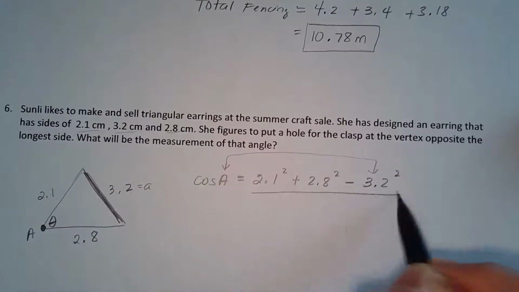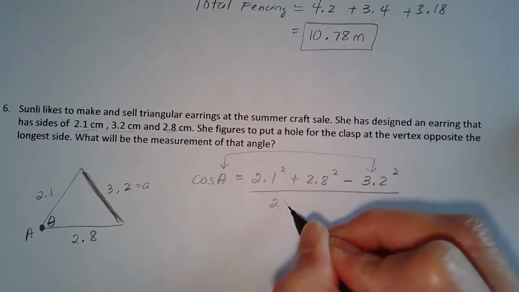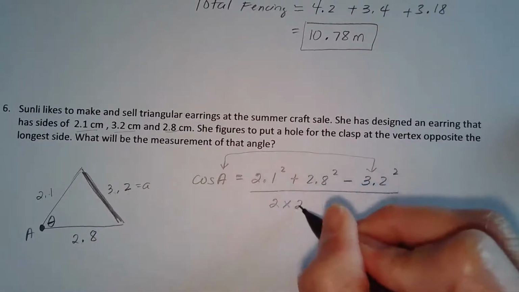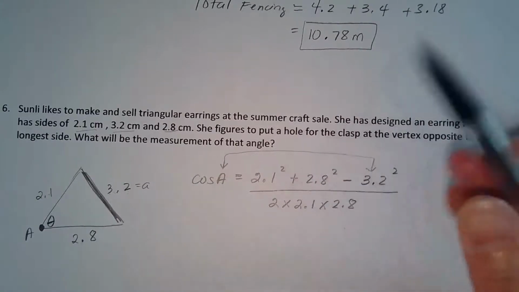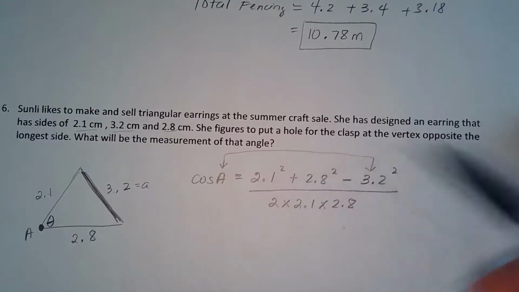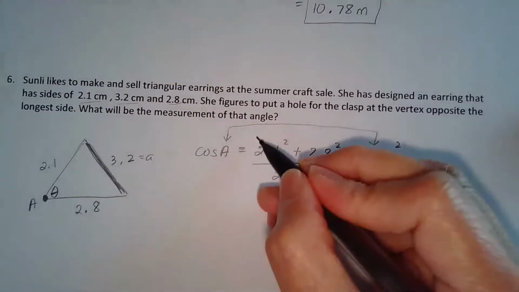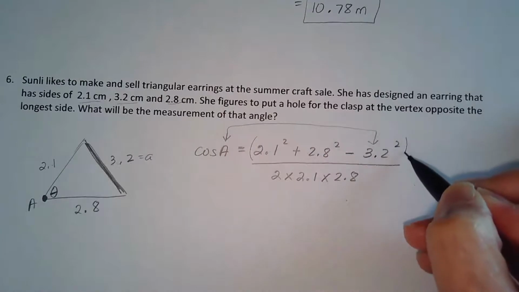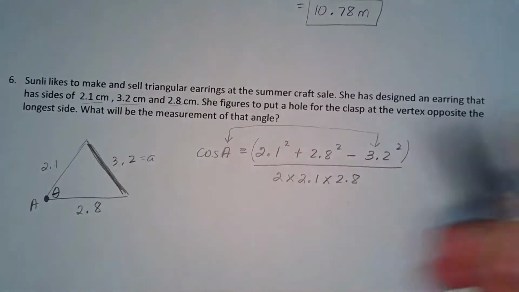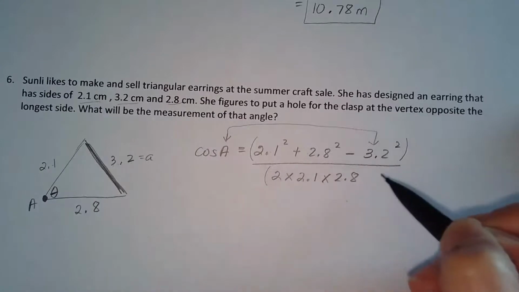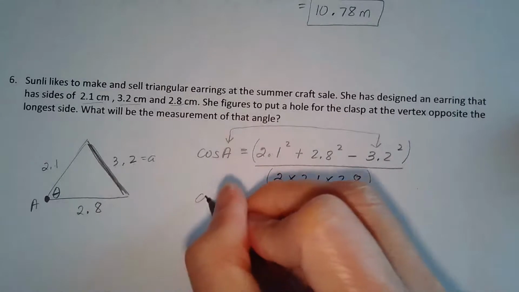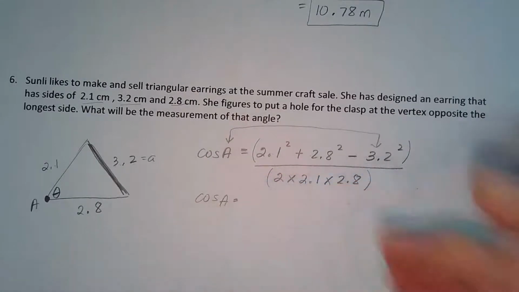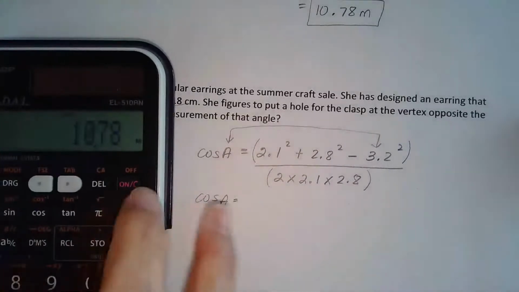And then divided by 2 times 2.1 times 2.8. It's always 2 times these 2. Now I'm going to put brackets at the front and the end of the numerator, and also in the front and the end of the denominator so I can type everything at once. So cos of A is equal to whatever that is. Let's go ahead and type it in.